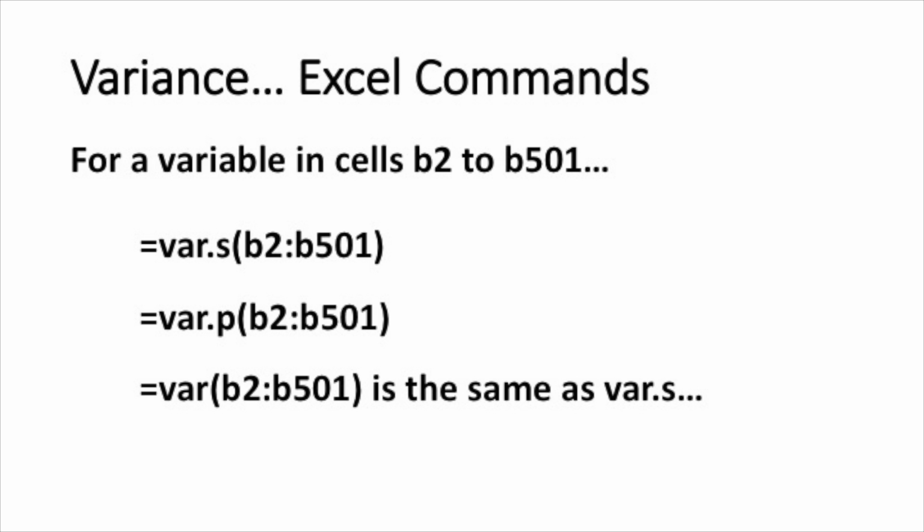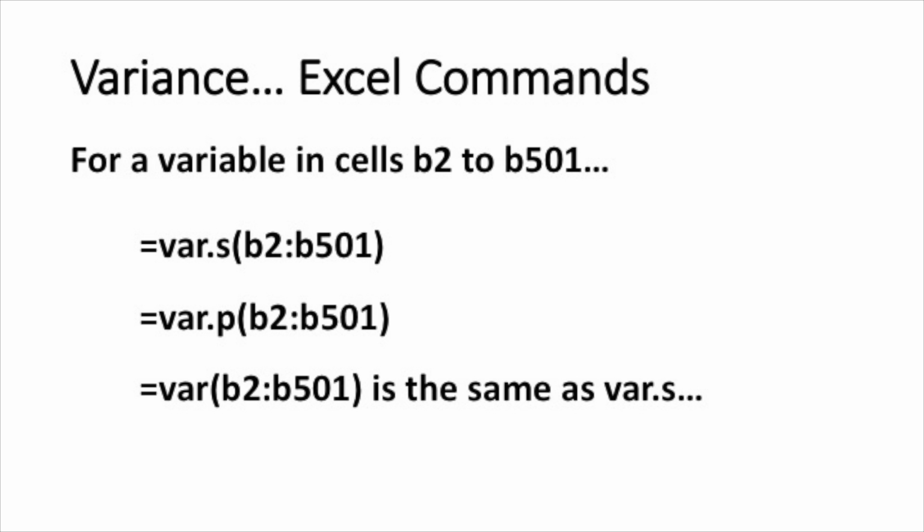In a different video, I will show you how to calculate the variance and standard deviation using Excel, but for now, let's just look at the Excel formulas. Let's say you have a variable that's in cells B2 to B501. For the variance, it could be VAR.S, then parenthesis, then B2 colon B501, close parenthesis. That S is telling Excel it's the variance of a sample.